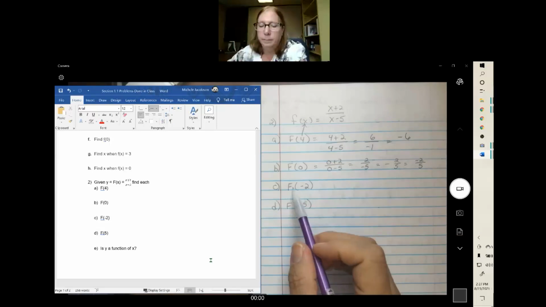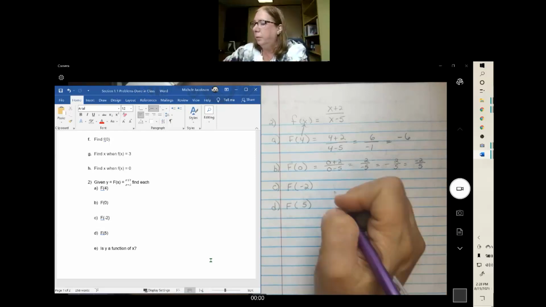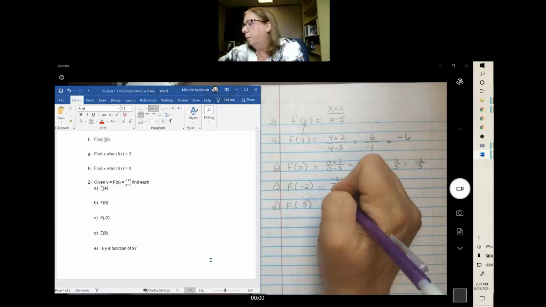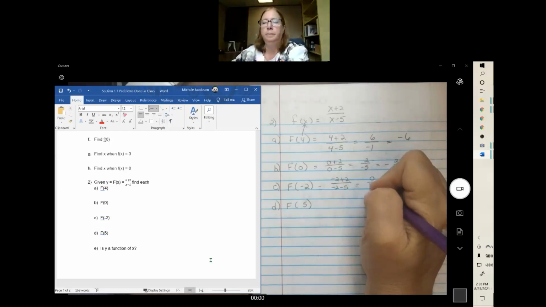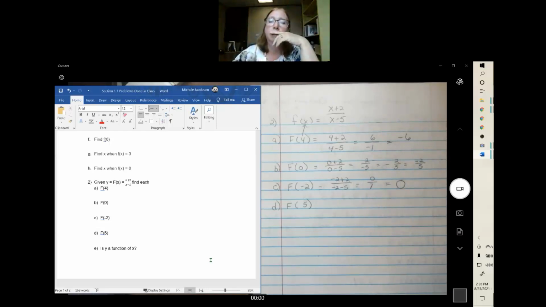How about f of negative 2? What did we get? 0. We have negative 2 plus 2 over negative 2 minus 5, which gives us 0 over 7, which is 0. Any questions on that one?